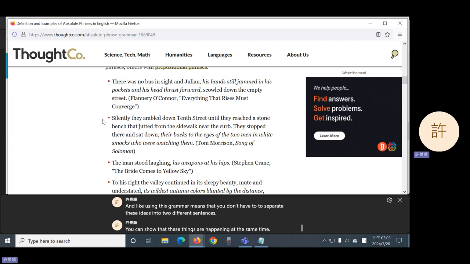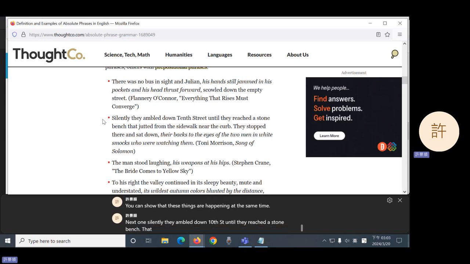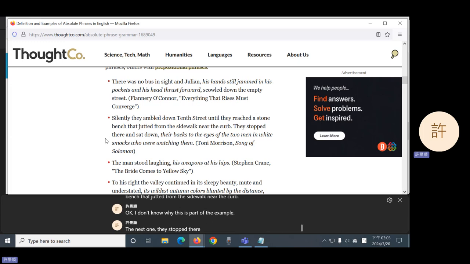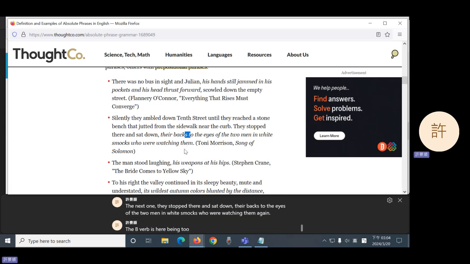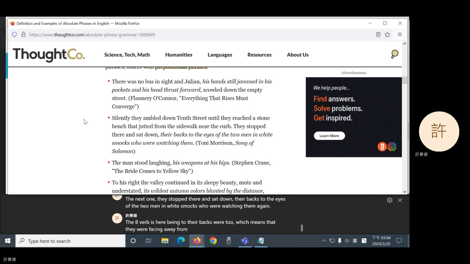Next one. Silently, they ambled down 10th Street until they reached a stone bench that jutted from the sidewalk near the curb. Okay, I don't know why this is part of the example. Next one. They stopped there and sat down, their backs to the eyes of the two men in white smocks who were watching them. Again, the be verb is here, being to. Their backs were to, which means that they were facing away from.